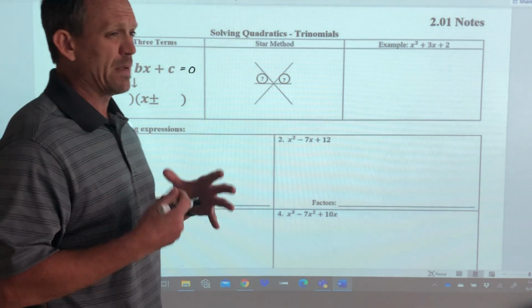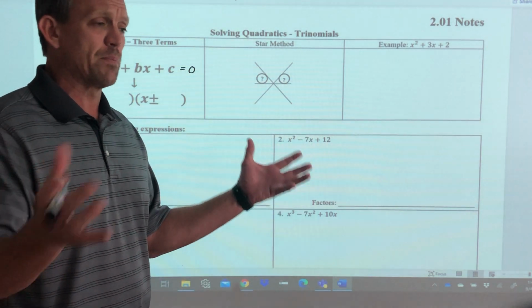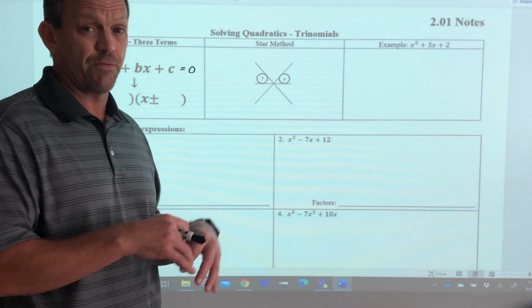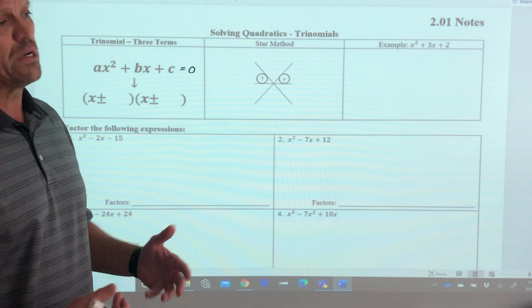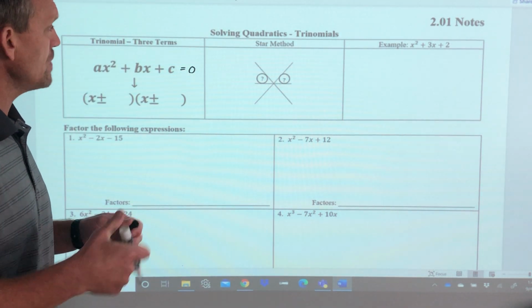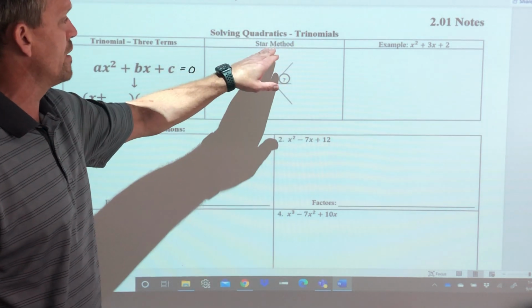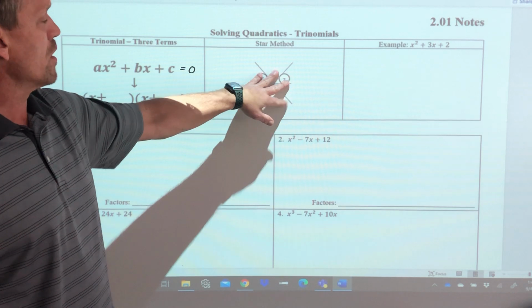Also, one of the things you have to make sure that you look for are called GCFs. If something has a GCF, if something can be taken out or simplified first, always do that before you start with the factoring process. So again, solving quadratics, we're mainly dealing with trinomials here. The star method, we're going to talk about this.